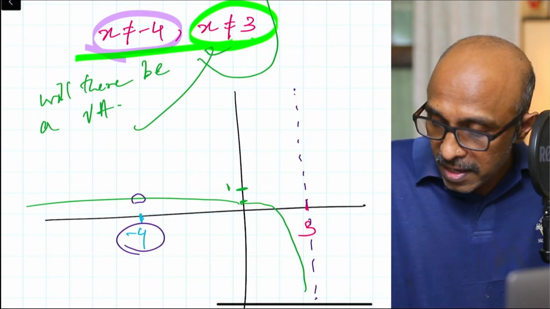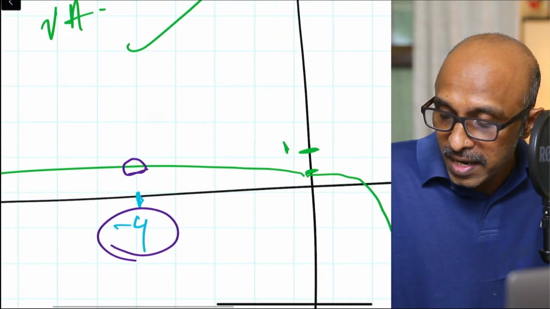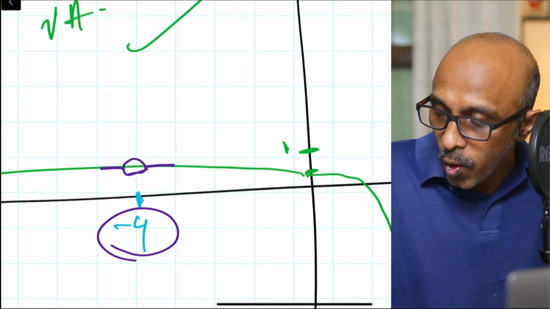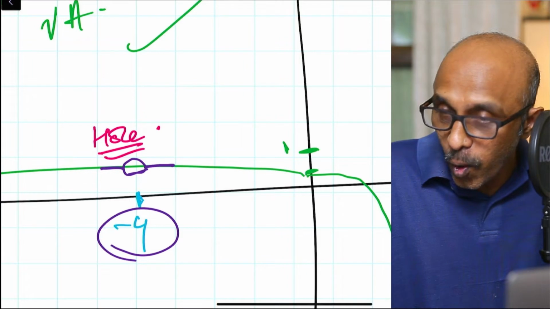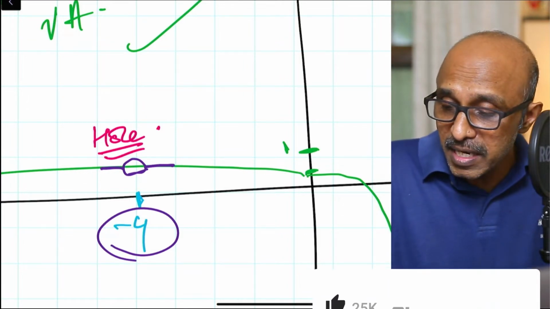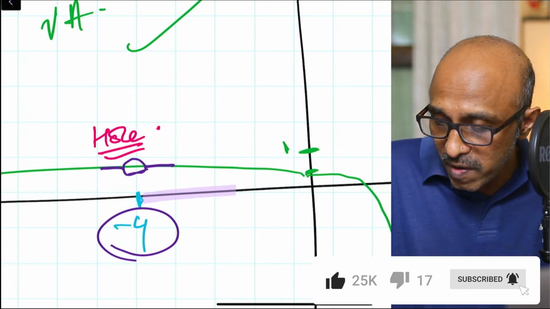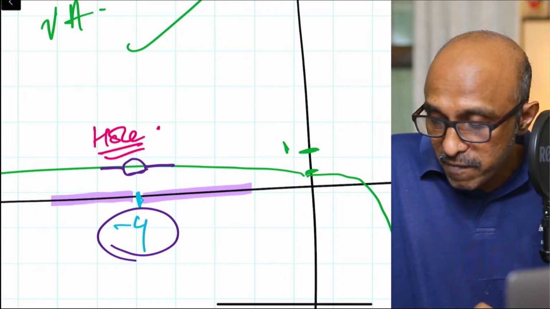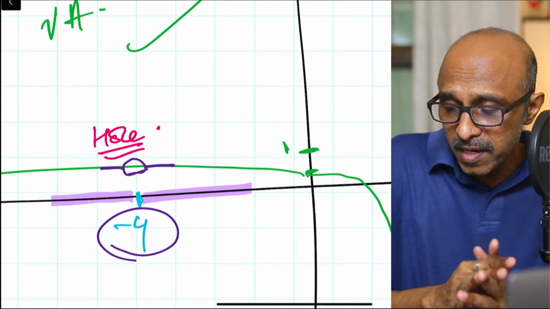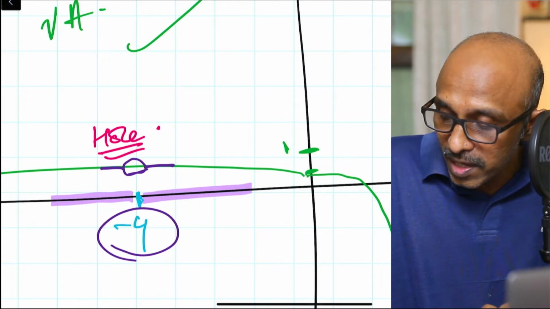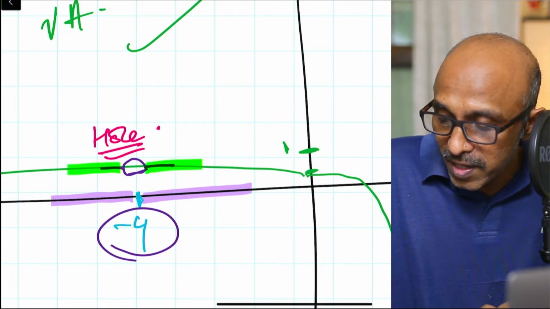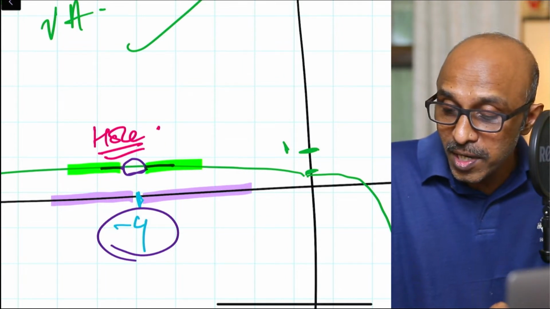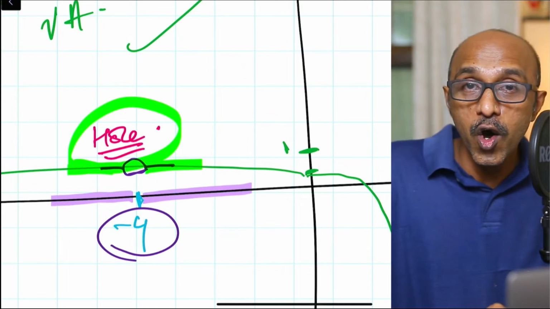So what's happening here? There is a hole in the graph. That value, f of -4, is not defined. There is a hole in the graph at x equals -4. That means for every value of x to the right-hand side of -4, and for every value of x on the left-hand side of -4, there is a value of the function. The function takes some value before and after -4, but at -4, the function is not defined. There is not a vertical asymptote, but there is a hole.